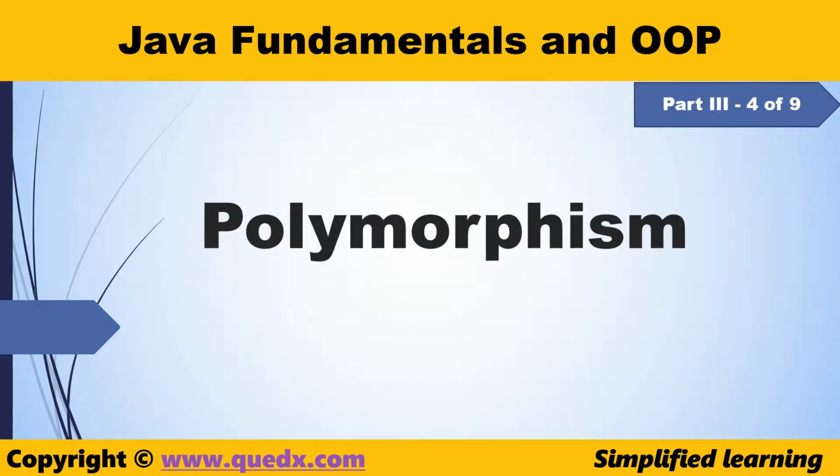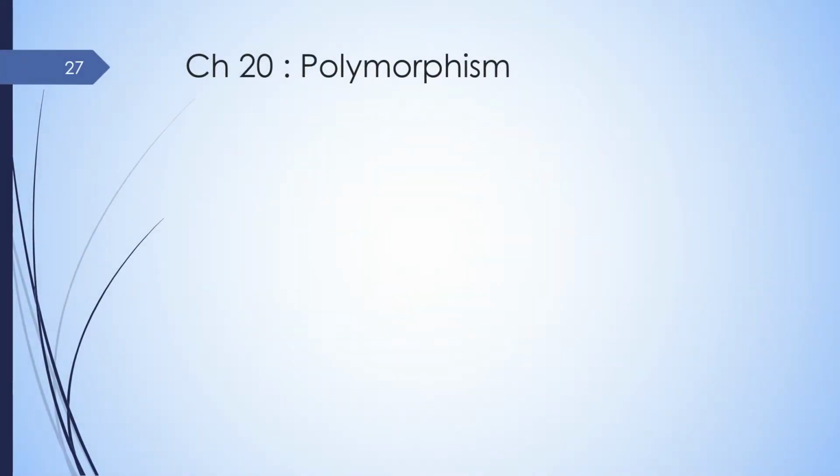In this chapter, we'll be learning about polymorphism with respect to OOP. So what is polymorphism? Something is said to be polymorphic when it exhibits different behavior when the input or the context or the condition changes.